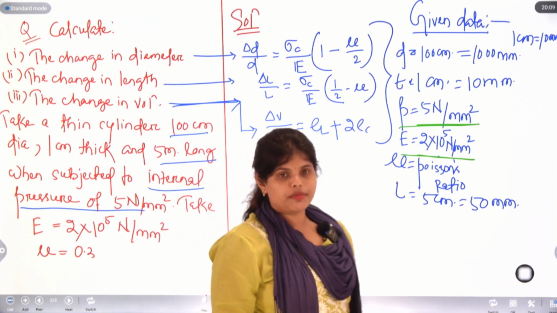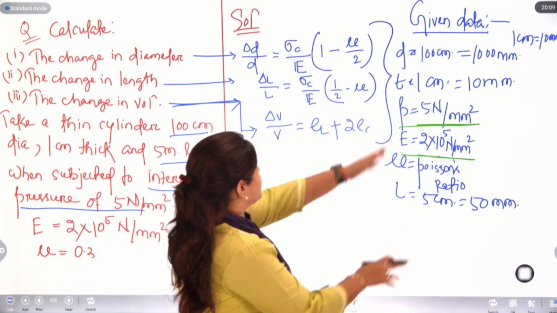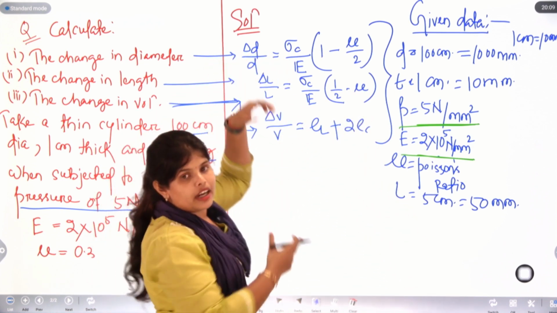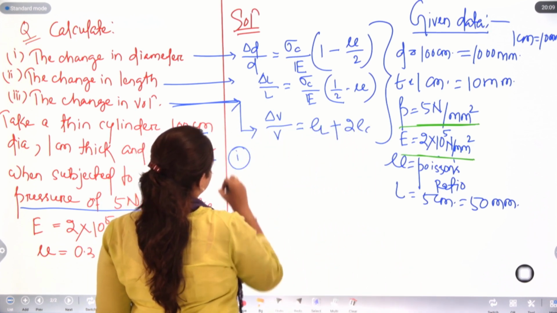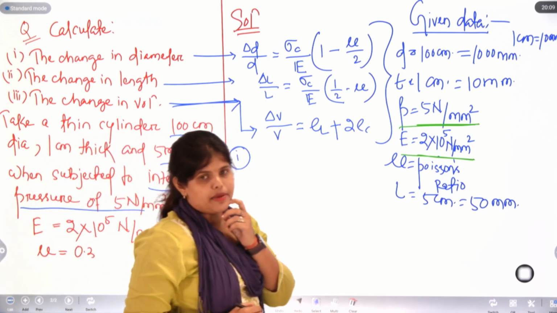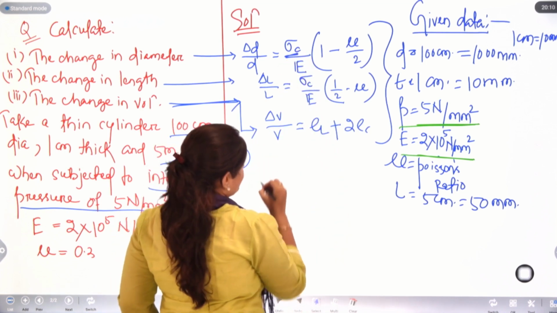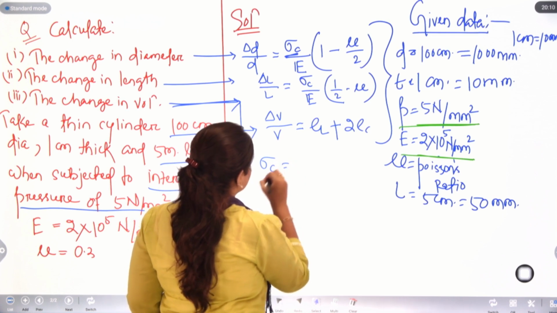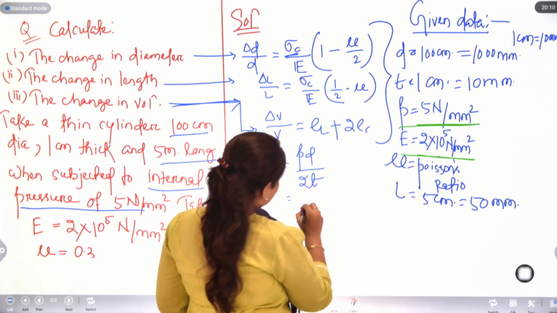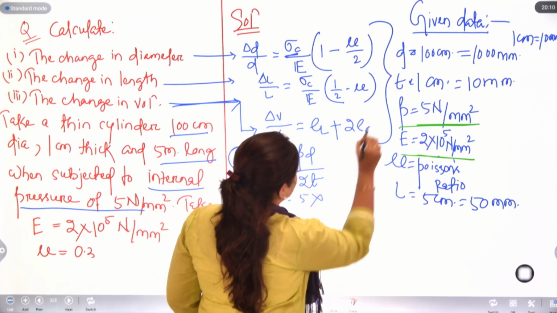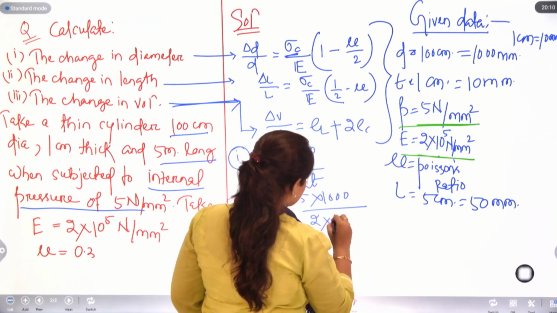Now we have all our given data and formulas. We just need to put these values in the formulas and we will get the answer. To calculate the change in diameter, we first need this sigma C. Sigma C is PD upon 2T. We can write 5 into D, which is 1000, over 2 into thickness, which is 10.